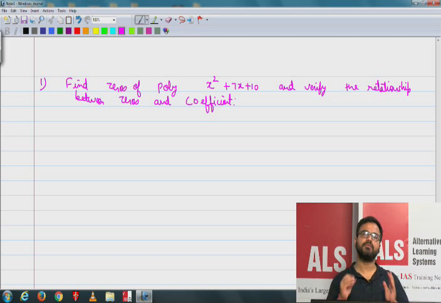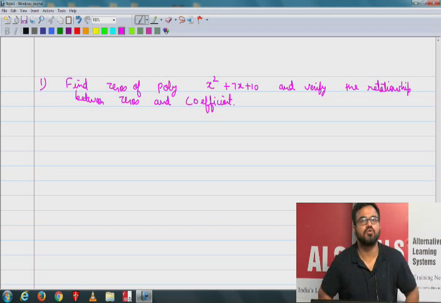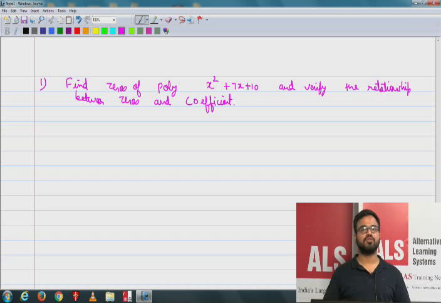So the polynomial given to you is x square plus 7x plus 10. The first part says find the zeros of this polynomial. The second part says verify the relationship between zeros and the coefficient. Finding zeros you already know, and the verification which we have learned we have to do. So I'm solving this question for you. The next question you have to solve on your own. So just have a look how we have to proceed in this question.